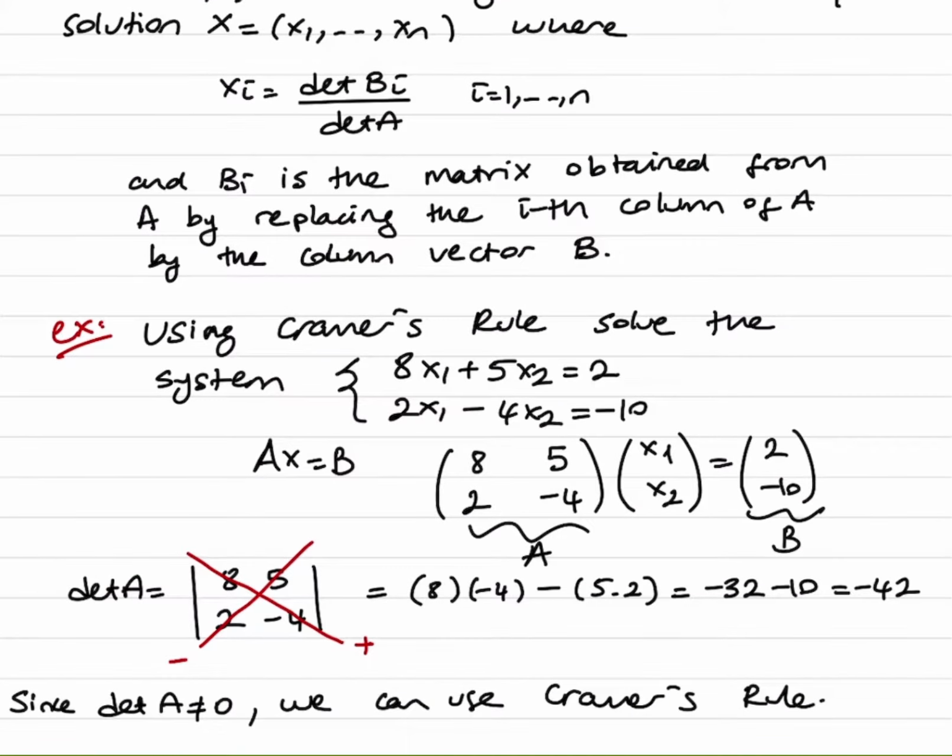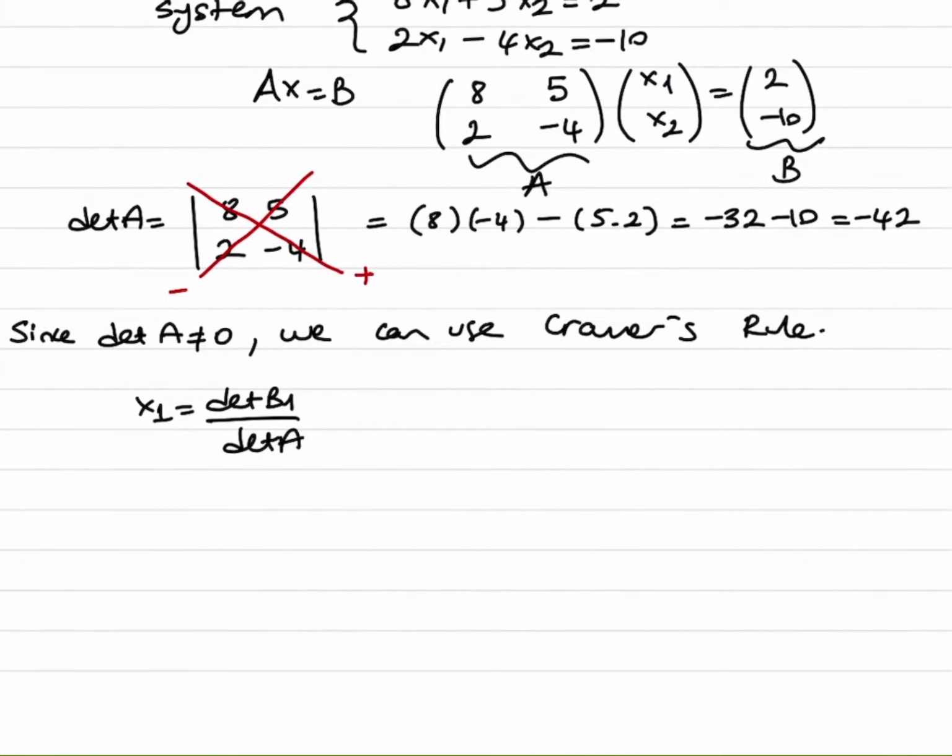And what is B1? B1 is the matrix obtained from A by replacing the first column of A by the column vector b. So B1 is: we will replace the first column of A by b. Whenever we see A, we will write A, but in the first column we will write b.